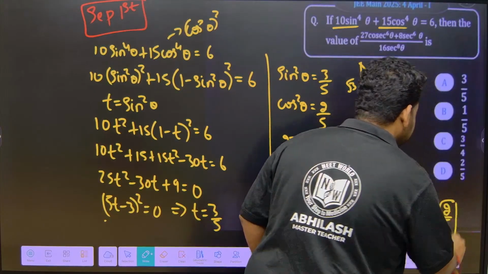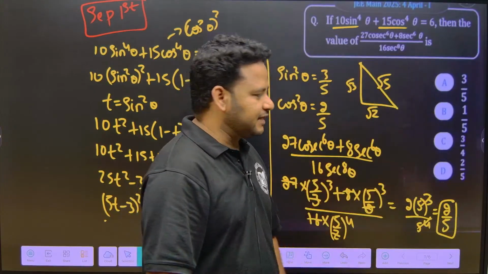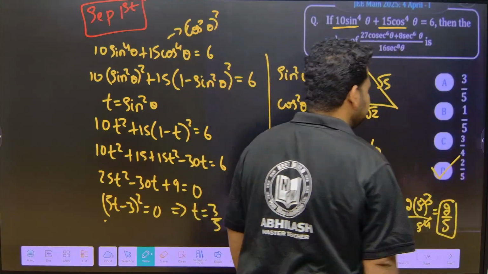Very simple question. So the answer is what? Option D is the right answer, friends. That is, option D is the right answer.